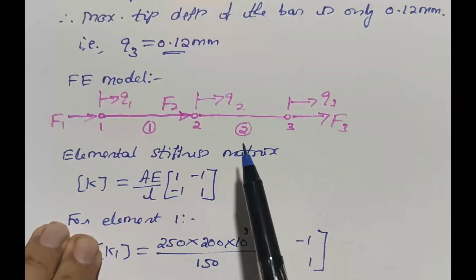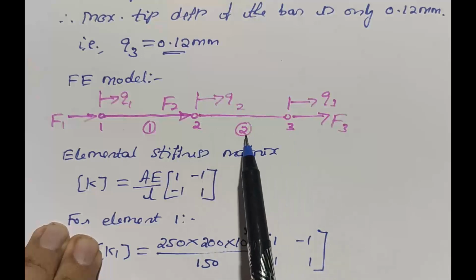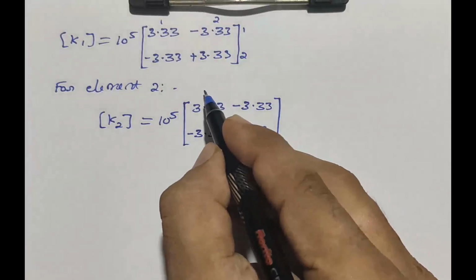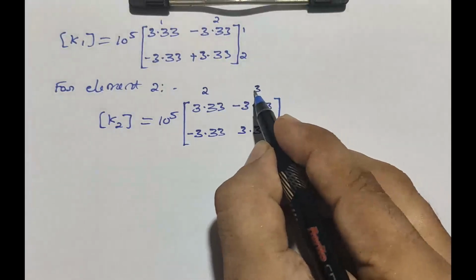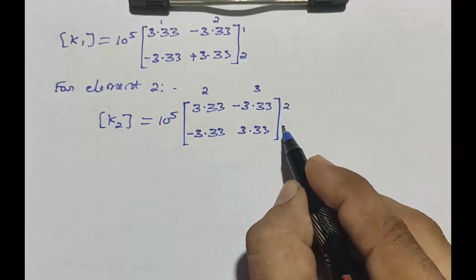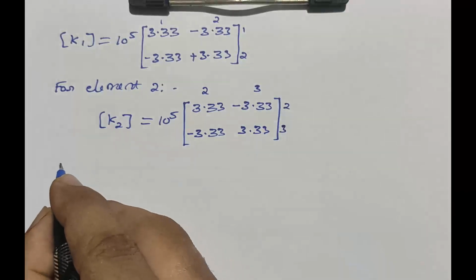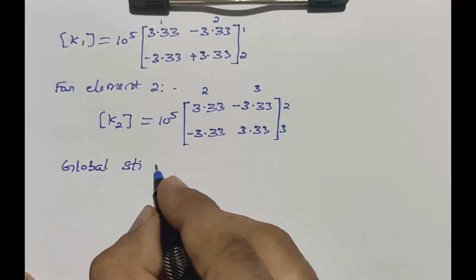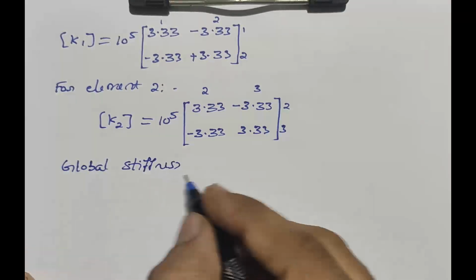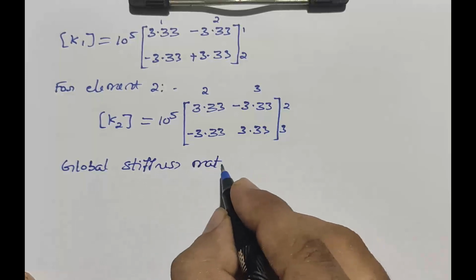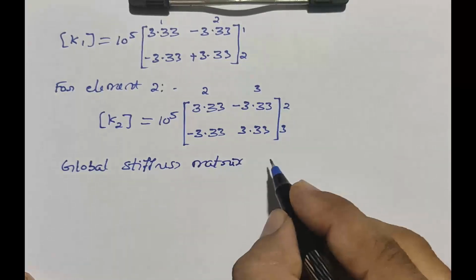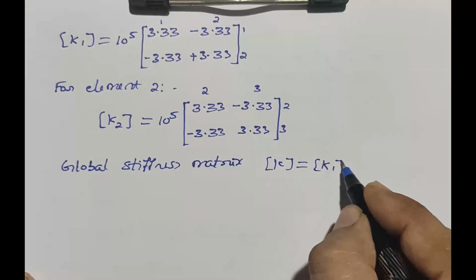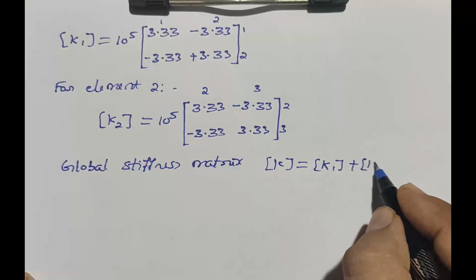Now for the node numbering, see the FE model. Here element number 2 connects node number 2 to 3. That's why here I have to give the node numbering 2, 3, 2, 3. Next is the global stiffness matrix, that is K is equal to K1 plus K2.